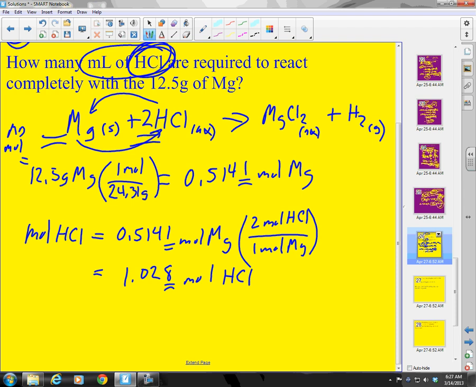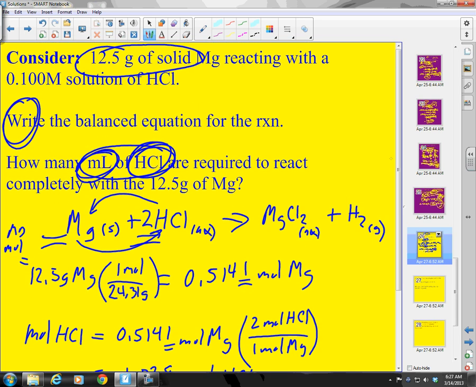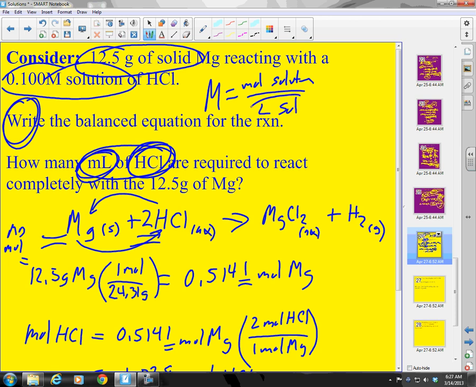Cool. But I don't want moles of hydrochloric acid. I want a volume of hydrochloric acid. And I also have a molarity, right? Here's my molarity. Ooh, I have molarity. So molarity is equal to moles of my solute per liter of solution. What is it that I want to find? I want to find liters of solution.